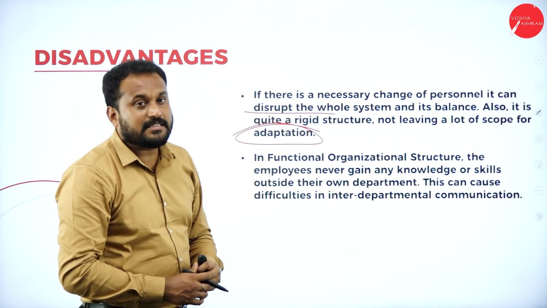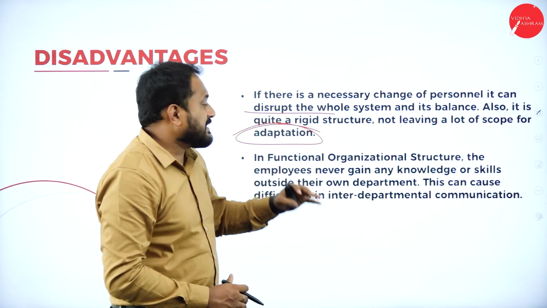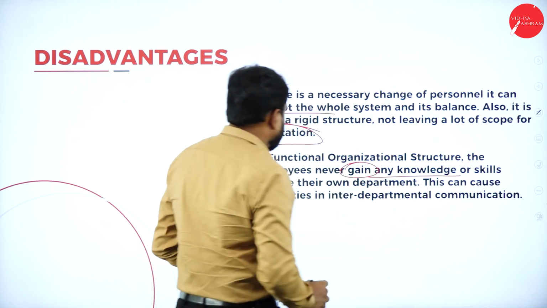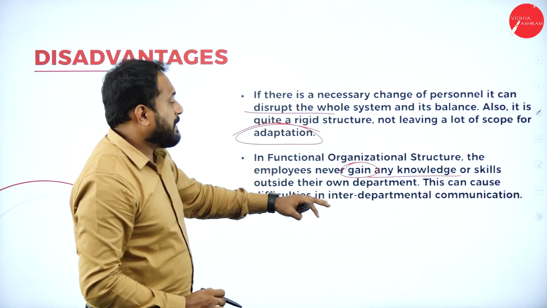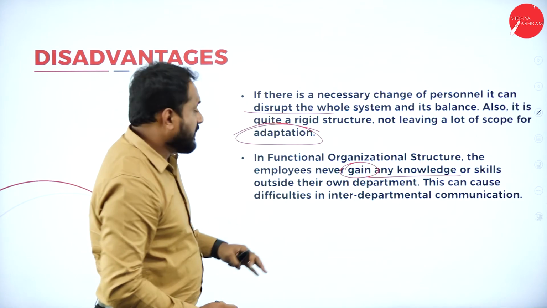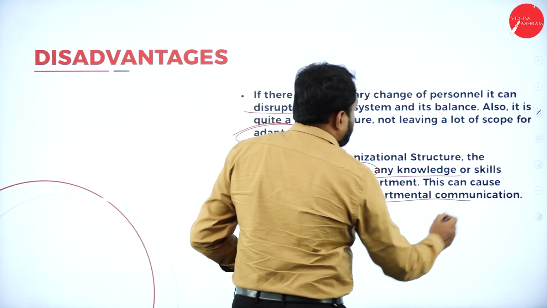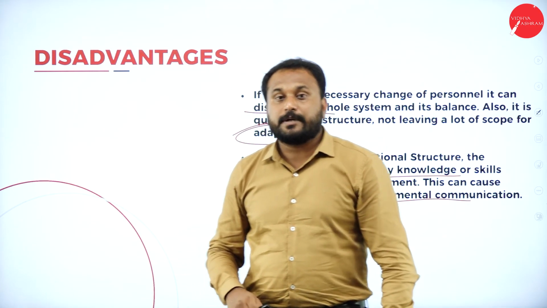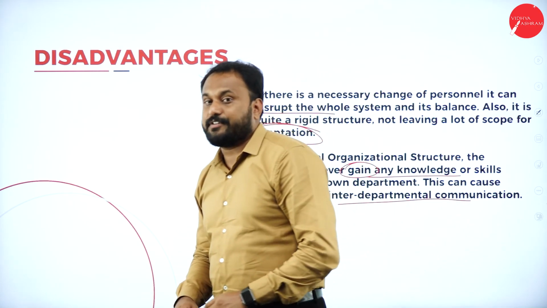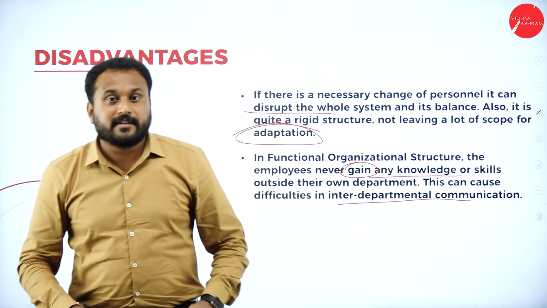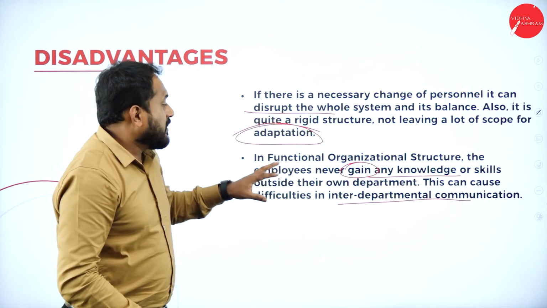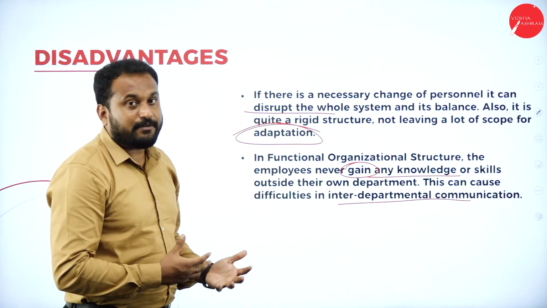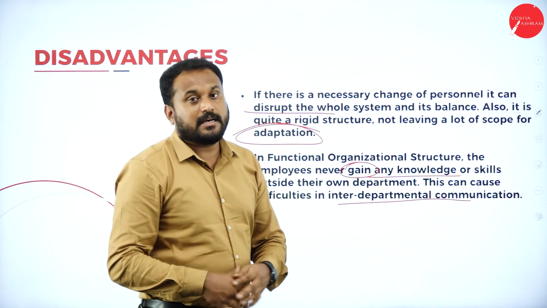In a functional organization structure, the employees never gain any knowledge or skills outside their own department. This can cause difficulty in interdepartmental communication. That means the HR manager will not know anything about the finance manager, the same way finance will not know anything about HR. The reason is it is all rigid, where they will not know what exactly the other person is doing. So that will kill their creativity as well as innovation.